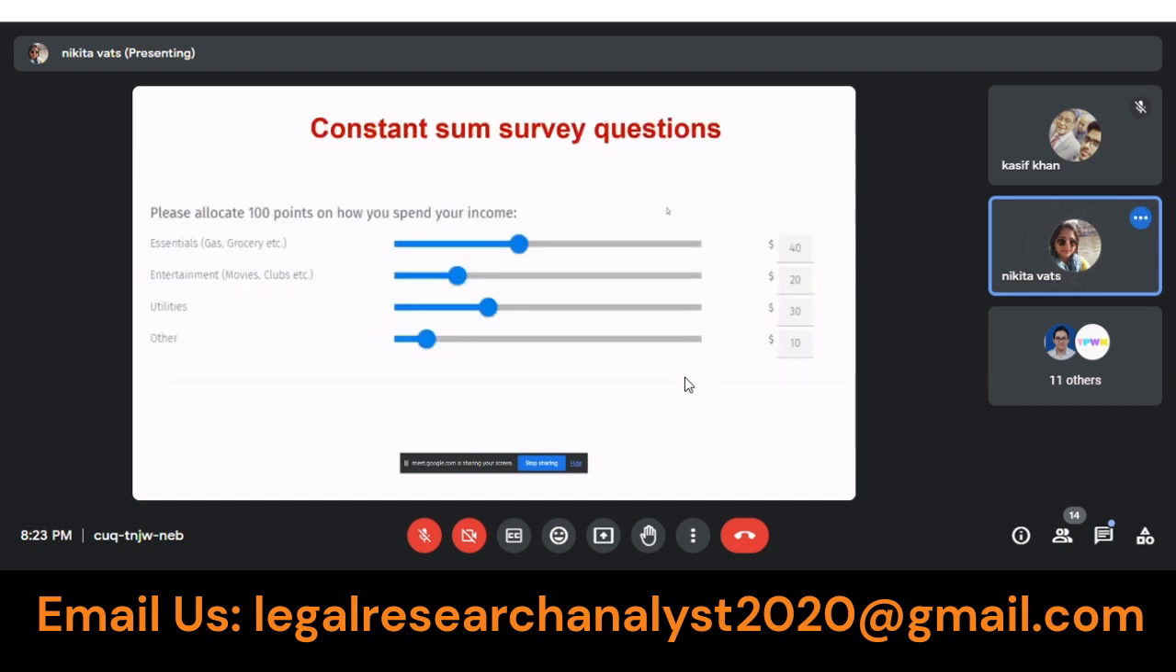This is the constant sum survey question. Have you ever come across this? There are a lot of apps these days. One that I regularly use is Splitwise, and even on Google Pay, I think you have these options where you can allocate points on your income, savings. It's very nice, and so basically how much you are spending.